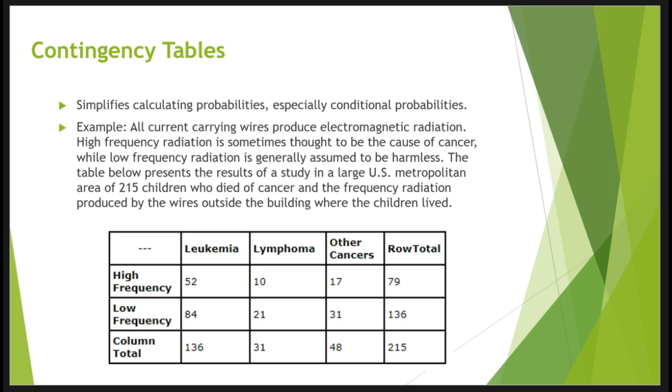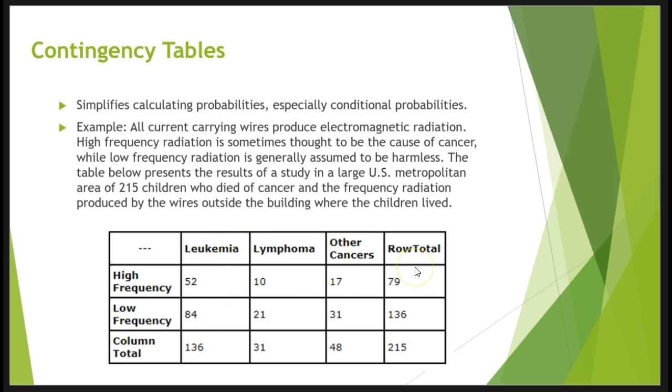The table below presents the results of a study in a large U.S. metropolitan area of 215 children who died of cancer and the frequency radiation produced by the wires outside the building where the children lived. So take a look at this contingency table.